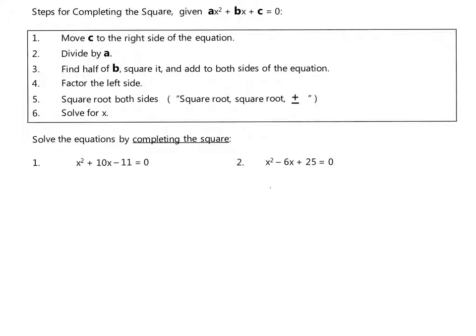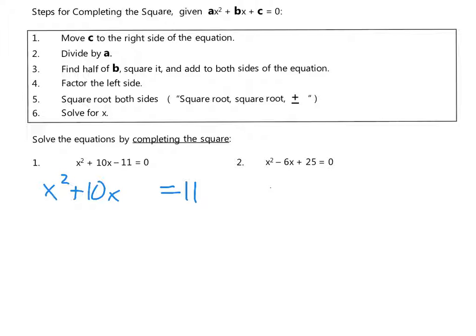In lesson 4.5, we're learning how to solve quadratics by completing the square. There's a list of steps at the top. So the first step is to move the c value to the other side. When you do this, leave a gap in between the linear term and the equal sign.